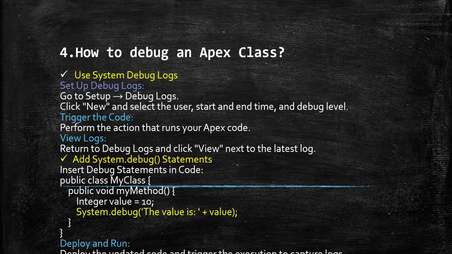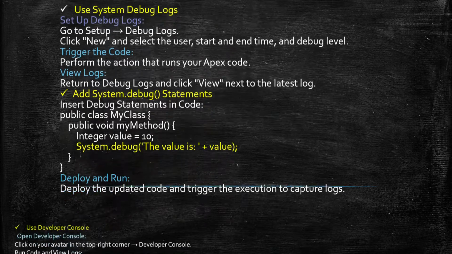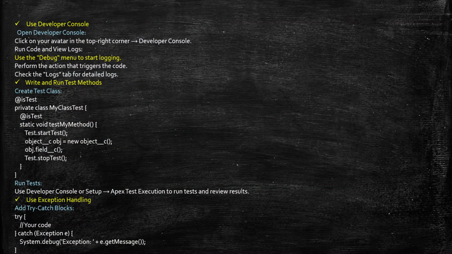Fourth question is, how to debug an Apex class? There are various methods to debug an Apex class. Firstly, use system debug logs. Then use your developer console. Then add System.debug statements, and use exception handling.